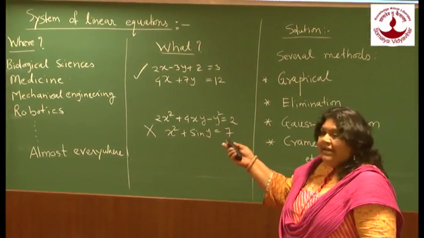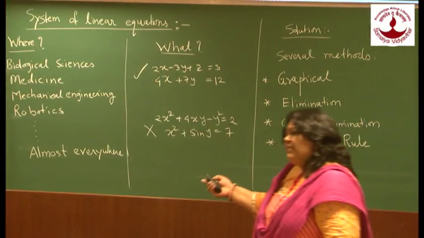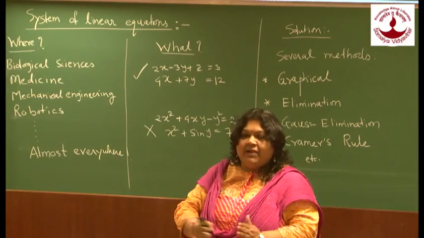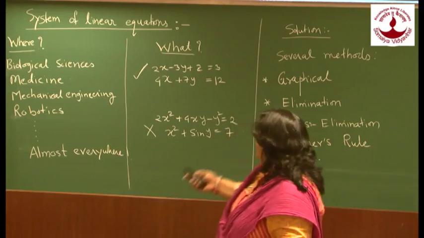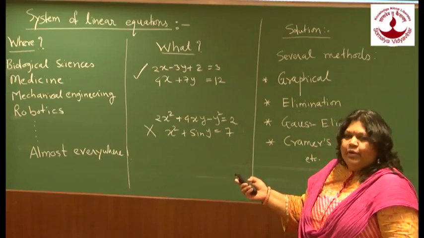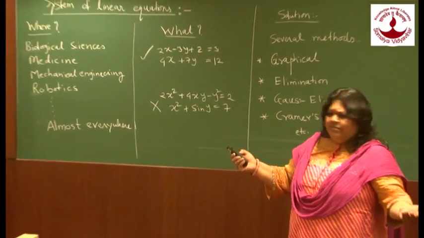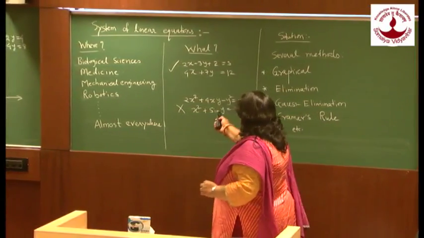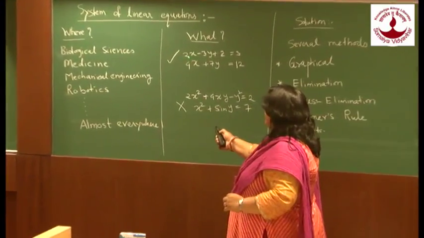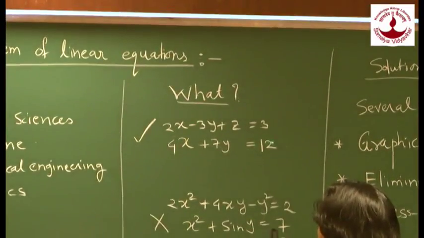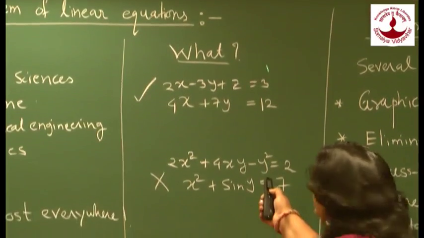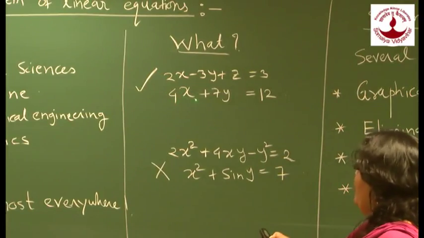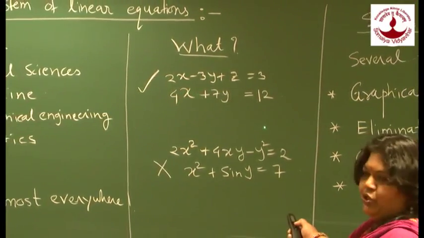Well, we have system of linear equations, something which represents a line, or more generally a collection of lines, that is a plane. So it cannot have square, product terms, quadratic, cubic terms. It will have only degree 1 and degree 0, that is the constant term. So I have given here this first example, 2x minus 3y plus z equal to 3. That is one part of this system of equations. The second equation here is 4x plus 7y equal to 12.